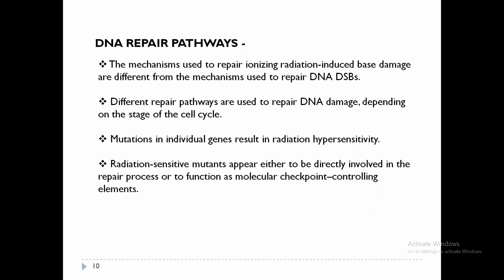So, starting with the DNA repair pathways, the mechanisms used to repair ionizing radiation-induced base damage are different from the mechanisms that are used to repair DNA double-strand breaks. Different repair pathways are used to repair DNA damage depending on the stage of the cell cycle. And mutations in individual genes result in radiation hypersensitivity. Radiation sensitive mutants appear either to be directly involved in the repair process or to function as molecular checkpoint controlling elements.